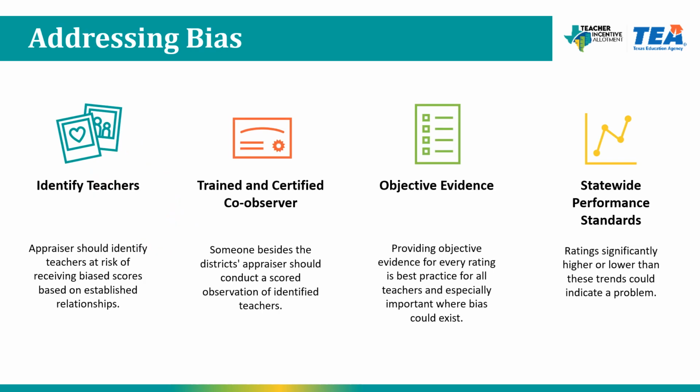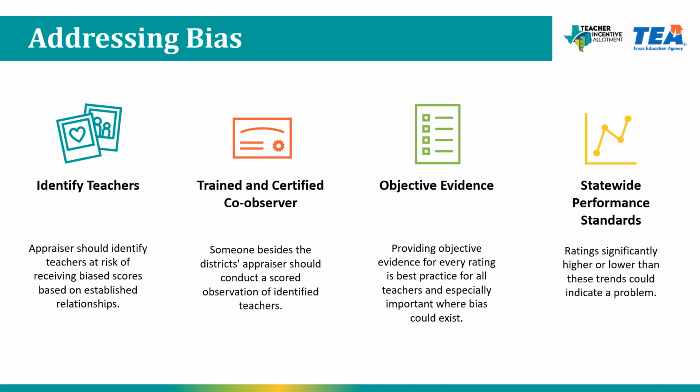First, it is important that the district identify which teachers are at risk of receiving inaccurate scores because of close relationships. Then, we recommend having someone besides the district's appraiser conduct a scored observation of those teachers. That person would need to be trained and certified in the district's rubric and approved by the school board. Additionally, we recommend providing objective evidence for every rating given. While this is a best practice for all teachers, it is especially important where bias could exist.